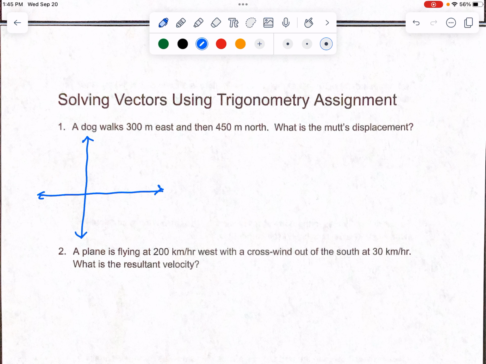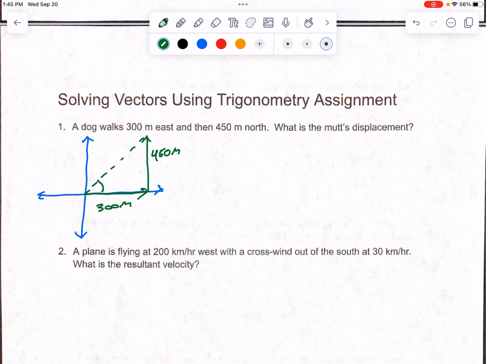Okay, so we're going east. I'm going to switch colors real quick. I'm going to go 300 meters east, and then from there, I'm going to go 450 meters north, and then tie back to the center.